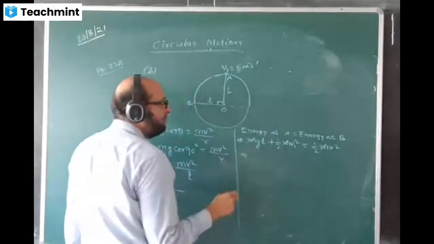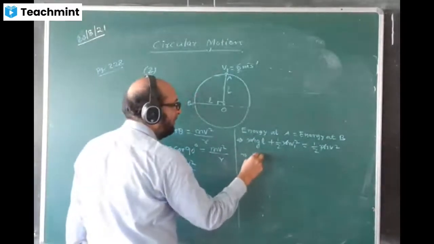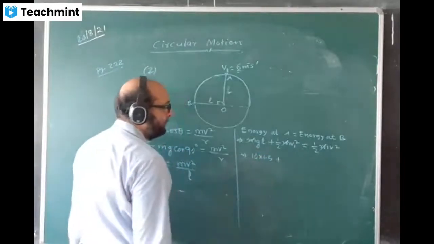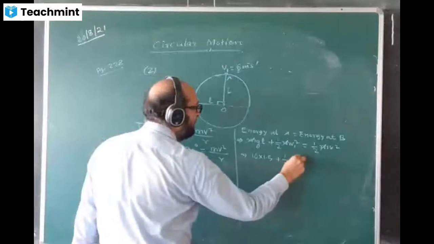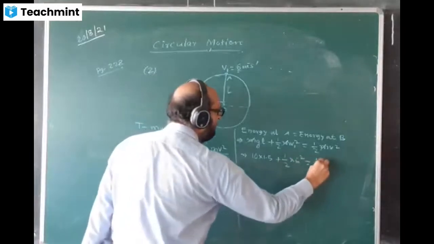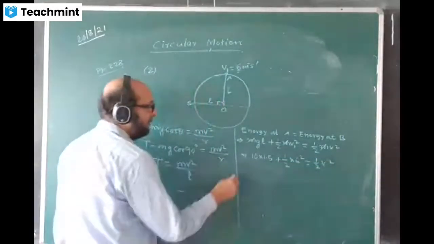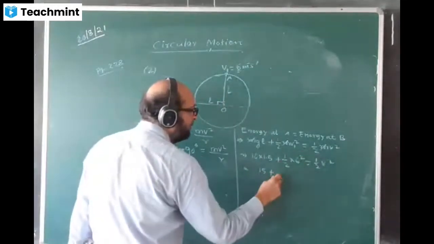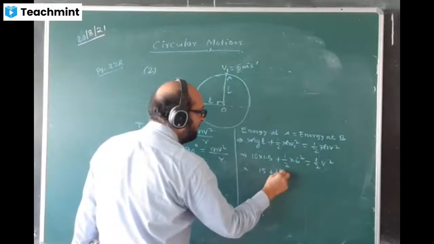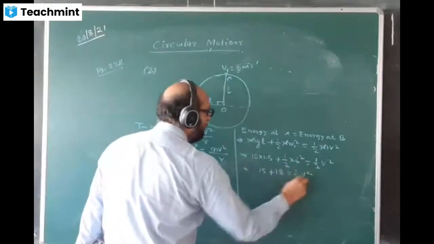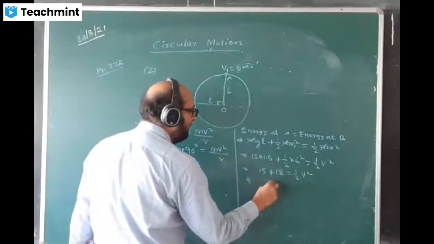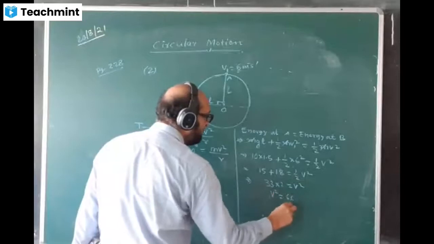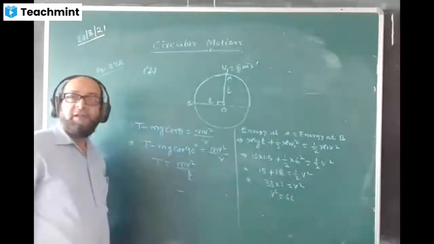I'll put the value. G value is how much? Suppose 10. What is the length of the string given? 1.5. Half V1 value is 6, right? 6 square is equal to half V square. This V square we have to find. This is coming 15. 36 by 2, that is 18, is equal to half V square. Therefore, V square value is coming 66.